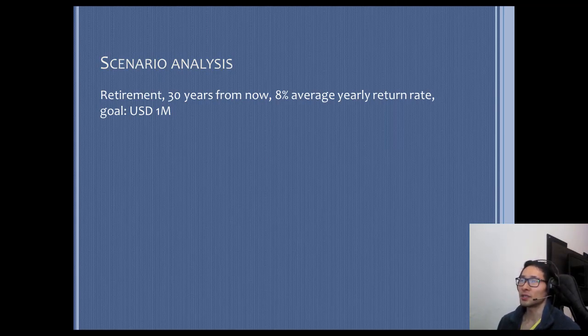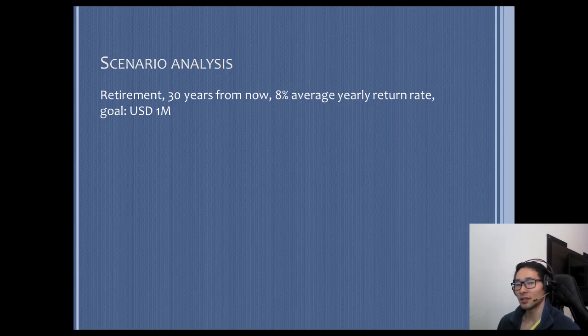So say I want to retire 30 years from now. My goal is to have $1 million in my retirement account, and I think an 8% average yearly return rate is reasonable for the amount of risk I'm willing to take. Based on this scenario, how much do I need today to make my retirement goal come true? Or how much do I need to deposit every month starting today to make this retirement dream come true?